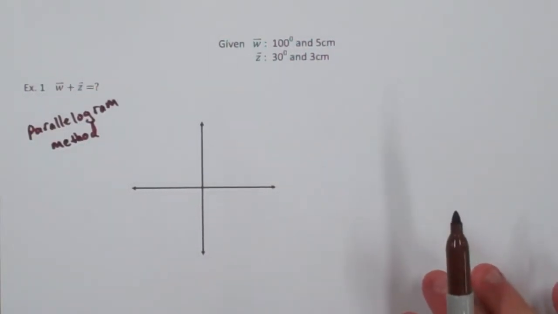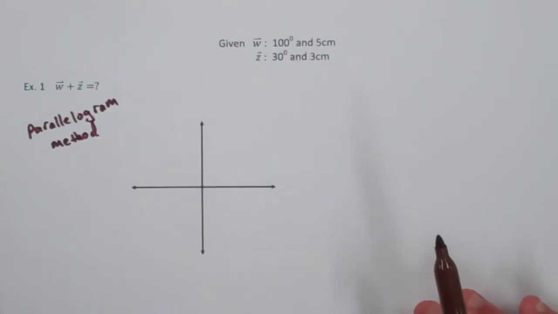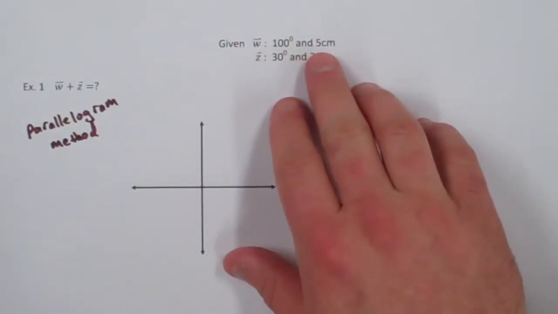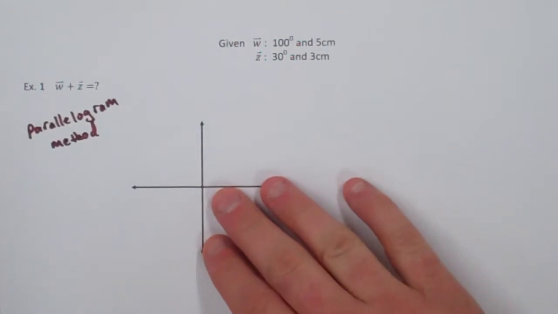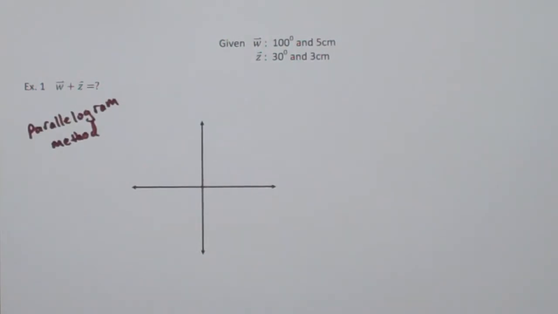If you don't have one right now, try to get a protractor, and also try to get a ruler. You'll need those two things. We're going to look at vector W, which is 100 degrees and 5 centimeters. We're going to represent that here on the coordinate plane exactly that way. So we're going to start off with vector W.